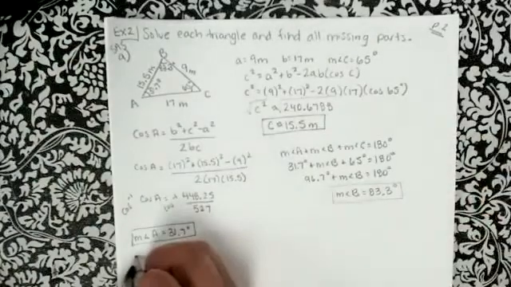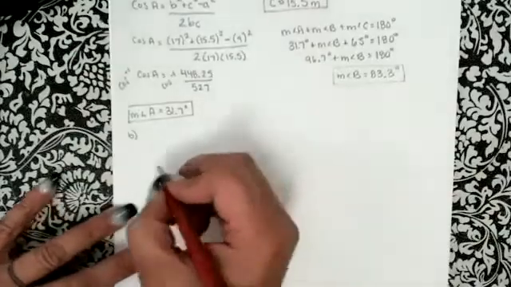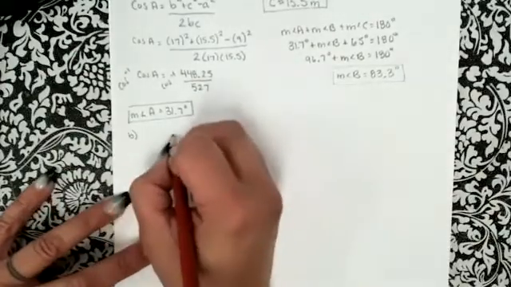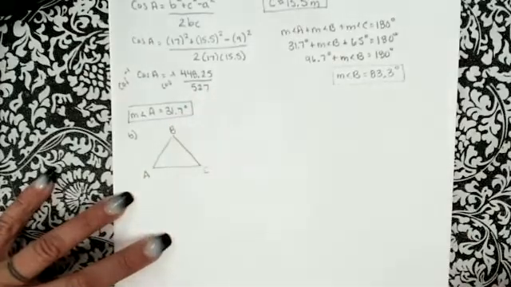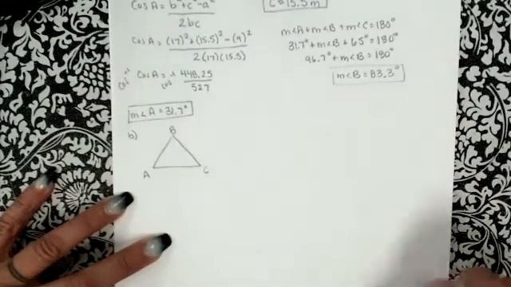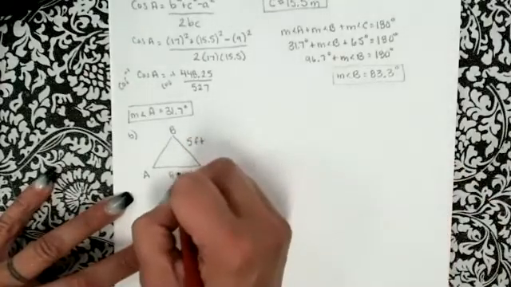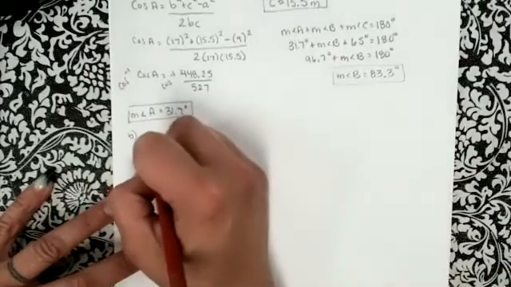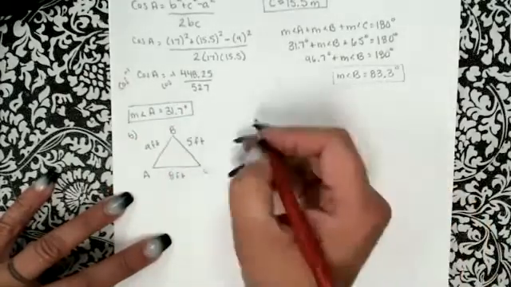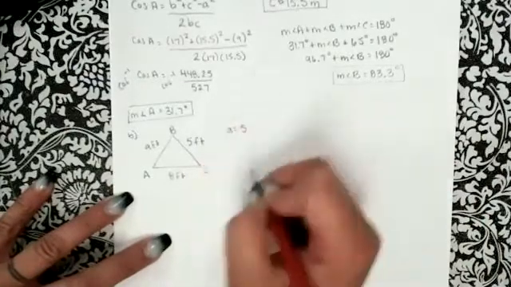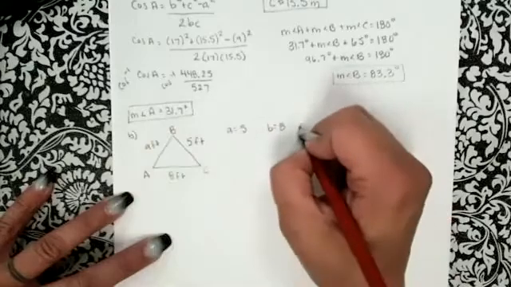Now let's do an example of a side, side, side, where they're giving you just all the sides. So now they give you all the sides. We'll say this is 5 feet. We'll say this is 8 feet. And we'll say this is 9 feet. So here, lowercase a is going to be 5. Lowercase b is going to be 8. And lowercase c is going to be 9.